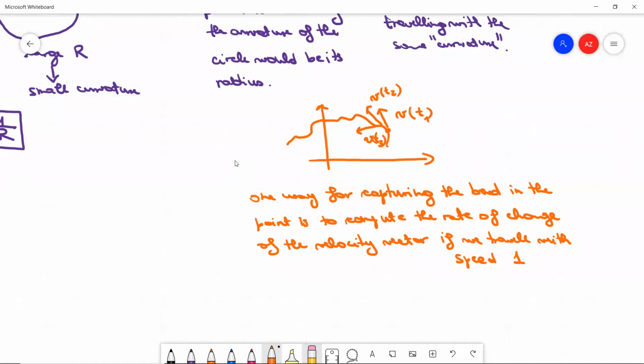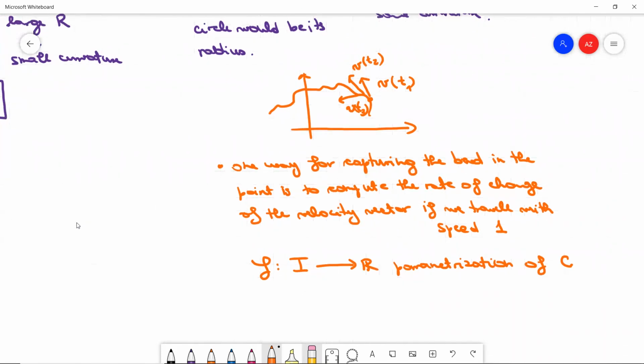So this would be one way of capturing this bend. And if we have our parameterization, let's say that f is our parameterization of our curve. Then the velocity vector or the tangent vector at the point t will be f prime of t. So this is the velocity vector.